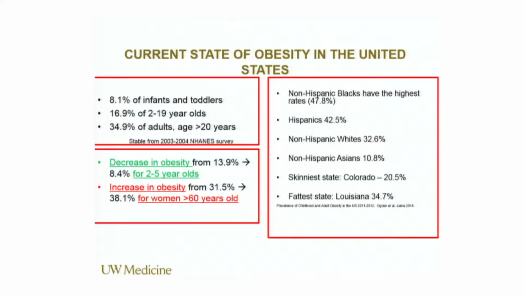We have, however, seen a significant increase in elderly women, a pretty significant jump from 31.5% to 38%. If you look at it along different ethnicities, non-Hispanic blacks have the highest rates of obesity, and non-Hispanic Asians have the lowest rates. The skinniest state, Colorado, 20.5%, and the fattest state, Louisiana, 34.7%.